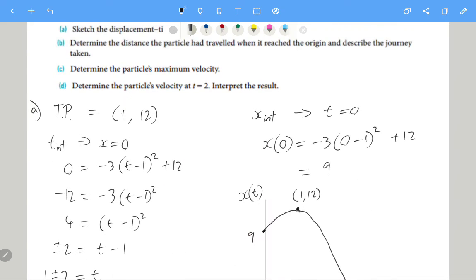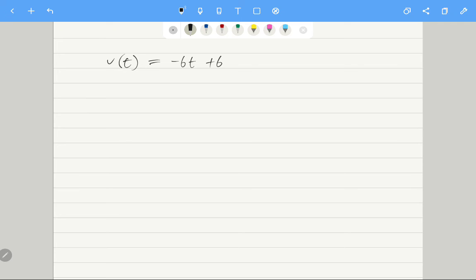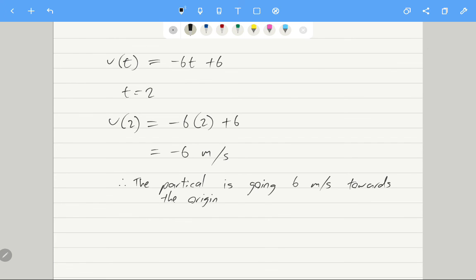Alrighty, last part to go. Determine the particle's velocity at t equals 2. Alrighty, so v of t is equal to minus 6t plus 6, and we're interested when t is equal to 2. V of 2 is equal to minus 6 times 2 plus 6, which is going to be minus 6. Now, velocity is a measure of speed, which is meters per second. So therefore, the particle is moving at 6 meters per second towards the origin after 2 seconds.